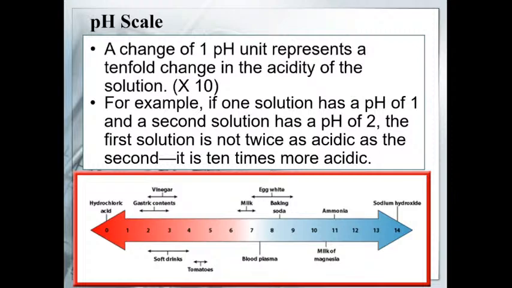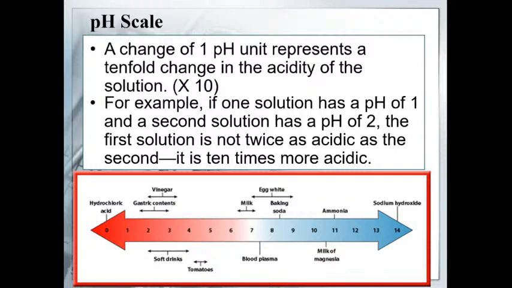So if I say the pH change, a change of 1 pH unit represents a 10-fold change in the acidity of the solution. For example, if one solution has a pH equal to 1 and the second solution has a pH equal to 2, the first solution is not twice as acidic as the second, it is 10 times more acidic, right? It is 10 times more. It's not only 1 point that is going to increase, it will be increased 10-fold, right? So there is a large difference between one pH and another, right?